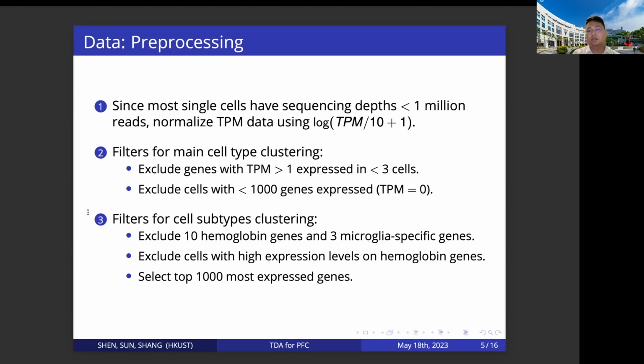To prepare the data for the main cell type clustering, we apply two conditions to filter the original normalized data. The first one is to exclude those genes with TPM larger than 1 but expressed in less than 3 cells, and we also exclude those cells with less than 1,000 genes expressed. Say, most genes have 0 value in the TPM.